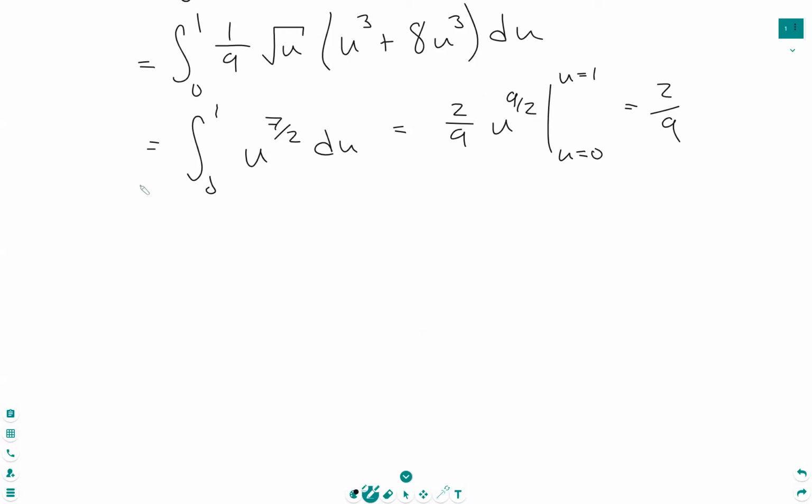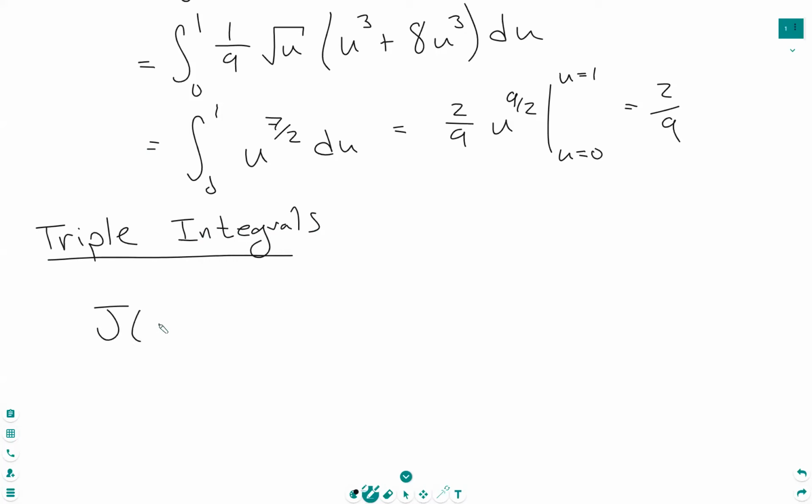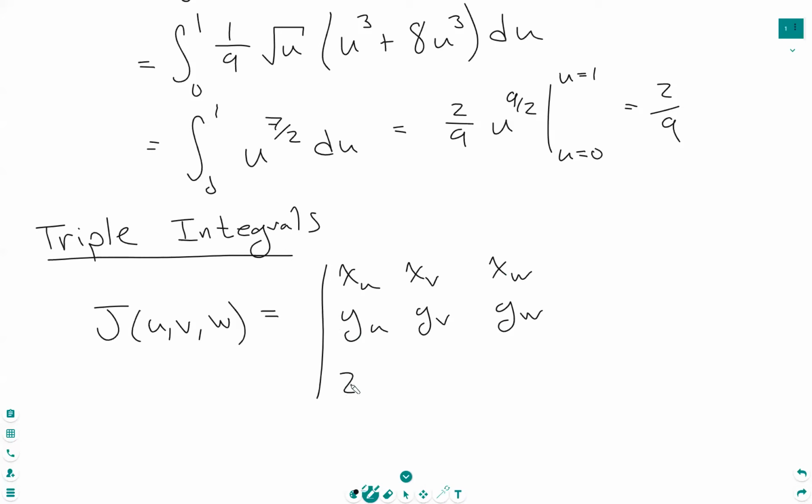Okay, so now let's talk about triple integrals. I'm not going to bore you with the proof, but remember we had to find the area of those parallelograms. Well, now when we're talking about R3, the volume of that thing was the scalar triple product, which means that our Jacobian, which might be a function of u, v, and w, is the determinant xu, xv, xw, yu, yv, yw, and zu, zv, zw.